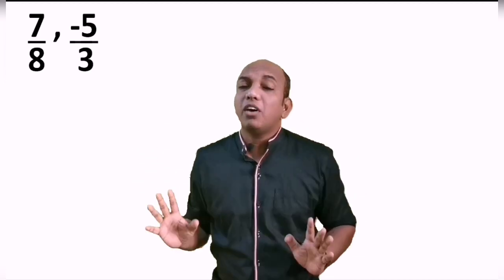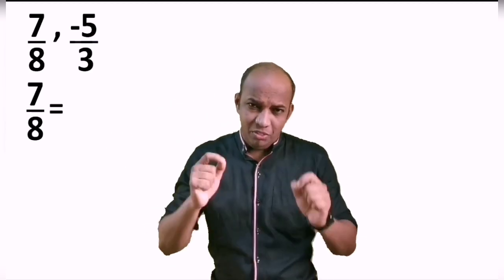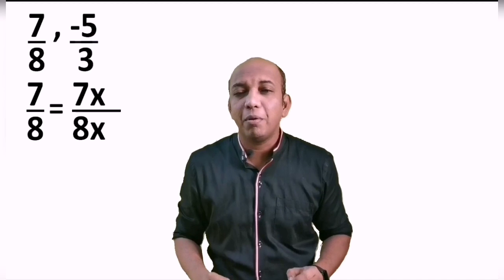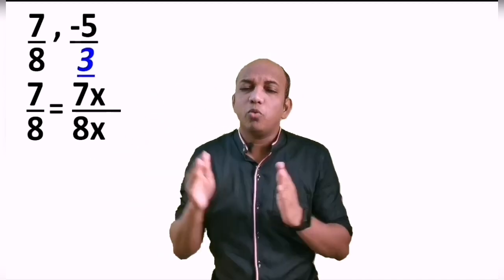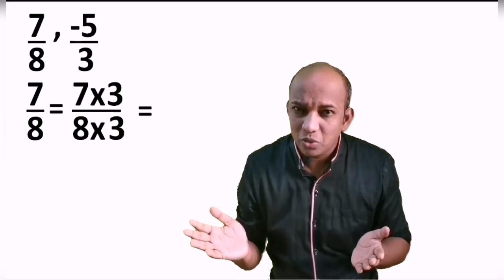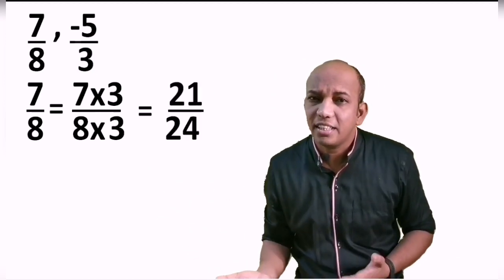Okay, so how are we going to convert? Write the first fraction as it is, then multiply it by the denominator of the second fraction, that is 3. So what do we get? 3 into 7, the whole upon 8 into 3. So what is the final answer then?